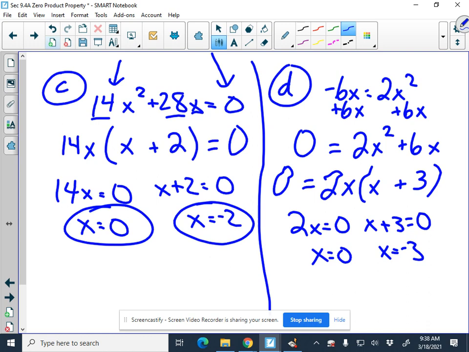If you got 0 and negative 3, you got it right. And that shouldn't take you longer than what it took me there, right? Once you have it broken down, you divide it by 2, you get 0. You subtract 3, you get negative 3. Party.